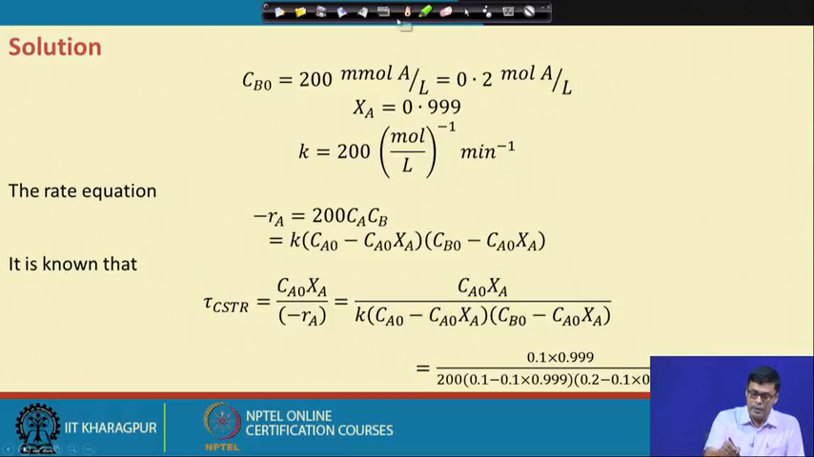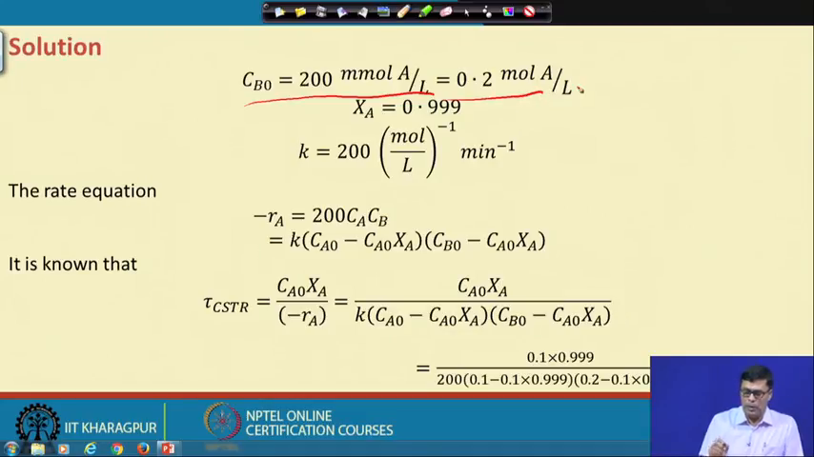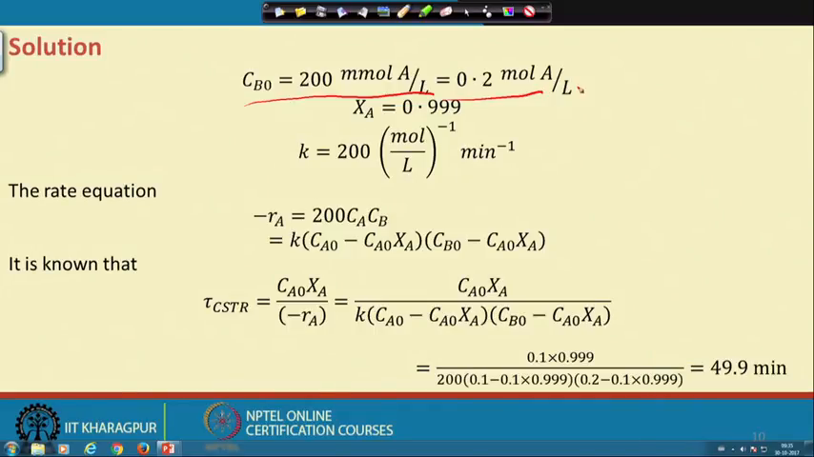Now, second case, if you see CB0, similarly you can calculate and find 0.2 moles per liter. So we convert these millimoles to moles. Then XA, the conversion, is 99.9%, so the XA value will be 0.999, and the k value in this equation is already given, 200 liters per mole per minute. Now, if you put these values here, with this equation we have 200 in CA minus this, and this is the conversion of A that takes place.